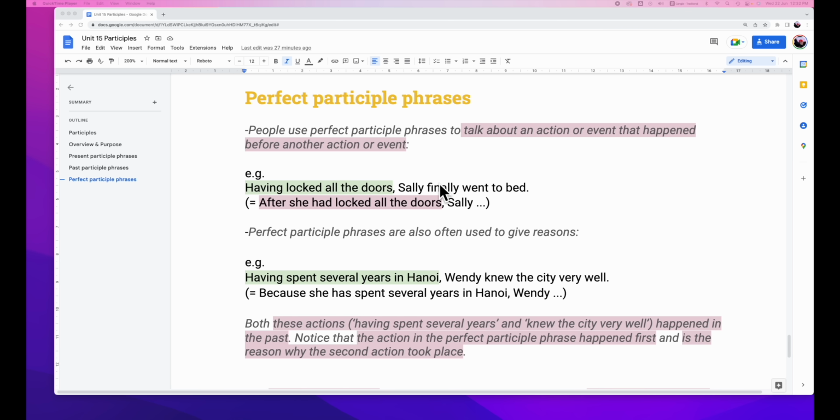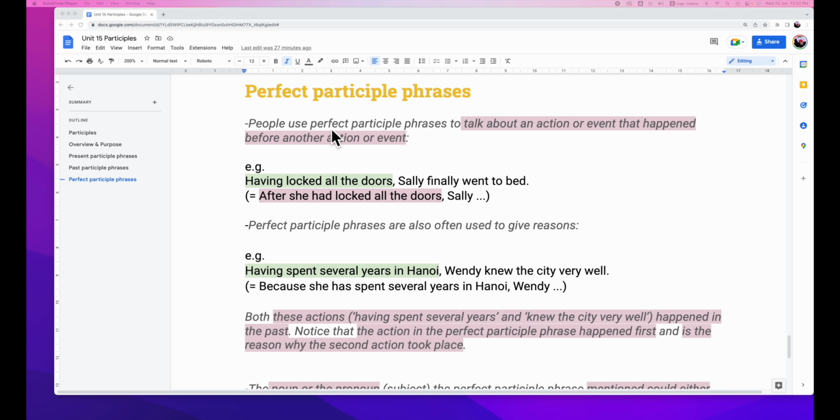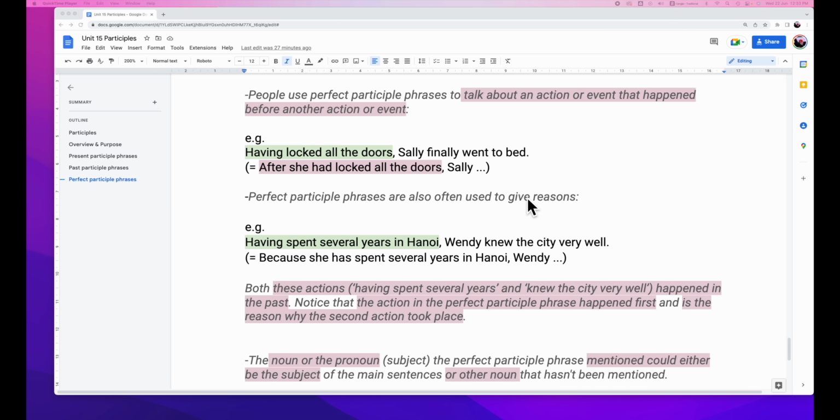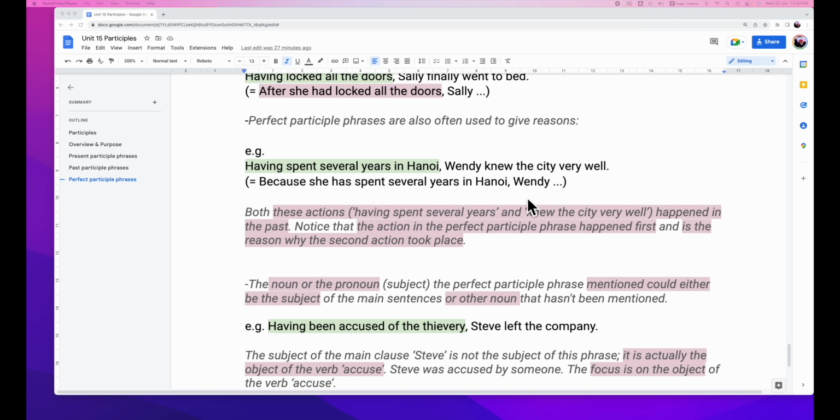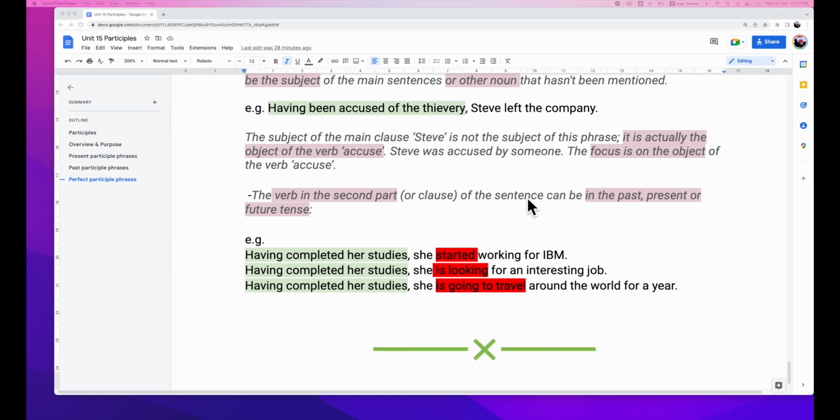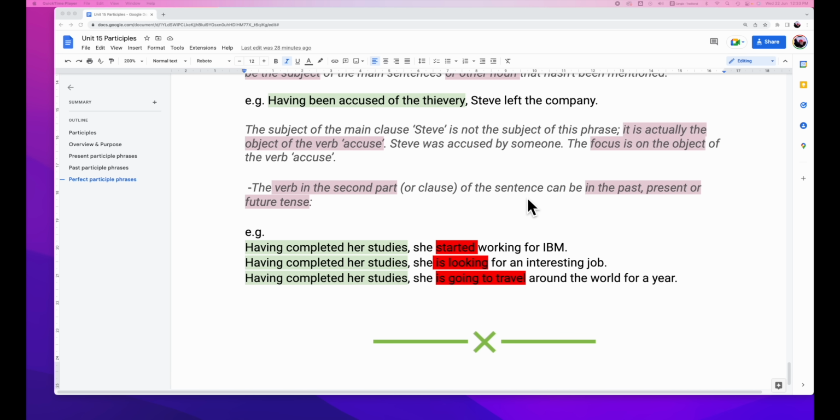Today, we're gonna talk about perfect participle phrases. Let's take a look at what areas we gotta cover. Number one, people use perfect participle phrases to talk about actions or events that happen before another. Perfect participle phrases are often used to give reasons. And what kinds of noun or pronoun we could use or identify in a perfect participle phrase. And how about the second part? The verb in the second part could be in different tenses.